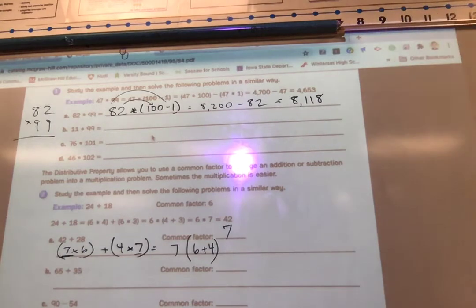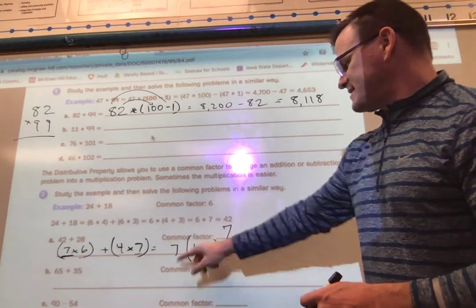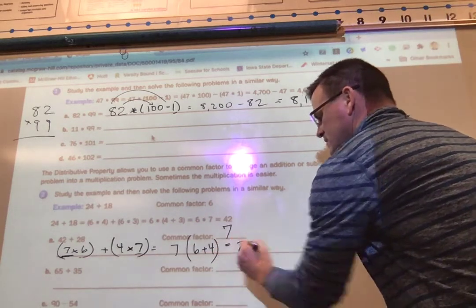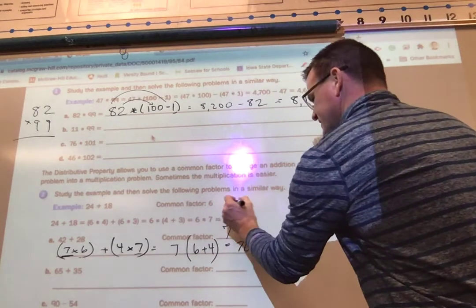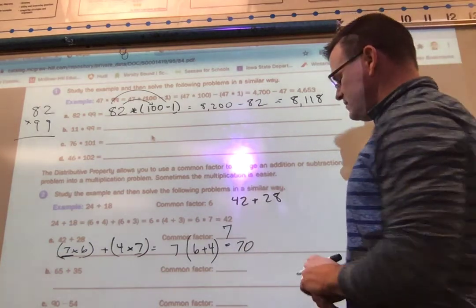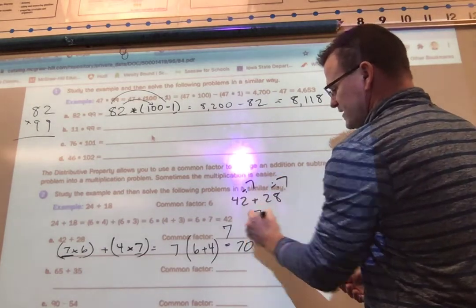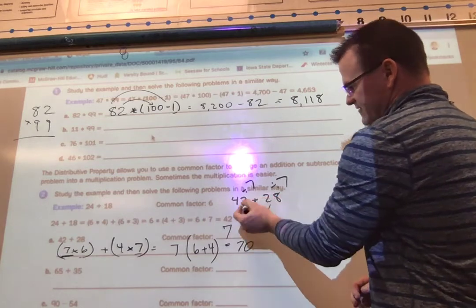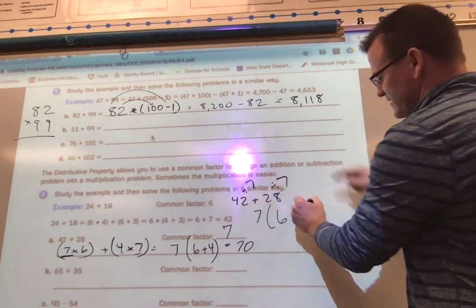So I could solve this problem like this, and just now solve it using PEMDAS. 6 plus 4 is 10, and 10 times 7 equals 70. So my answer for 42 plus 28 is 70. That's a more advanced way to look at it. Another way I look at this, I'm going to rewrite it up here. If I know I'm dividing by 7, I can just write divide by 7 up here and divide them both by 7, which means pull it out. 42 divided by 7 is 6, plus 28 divided by 7 is 4.